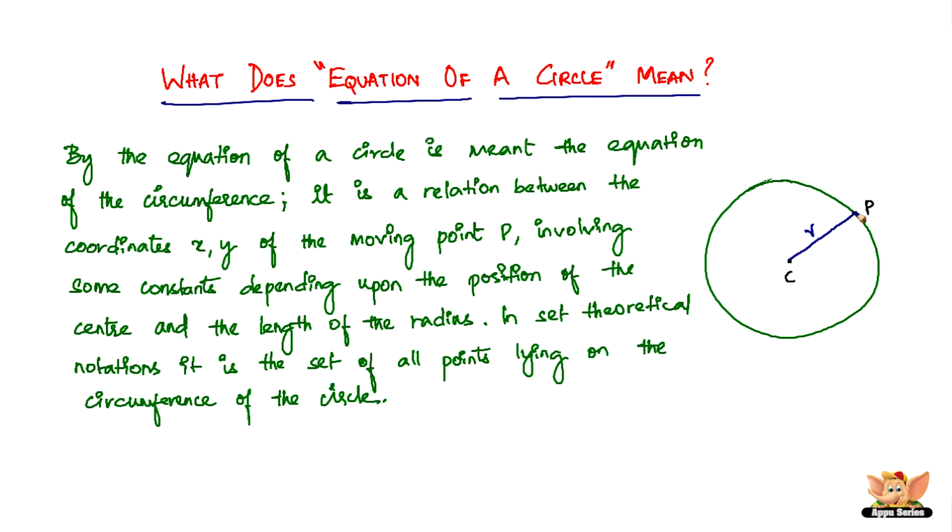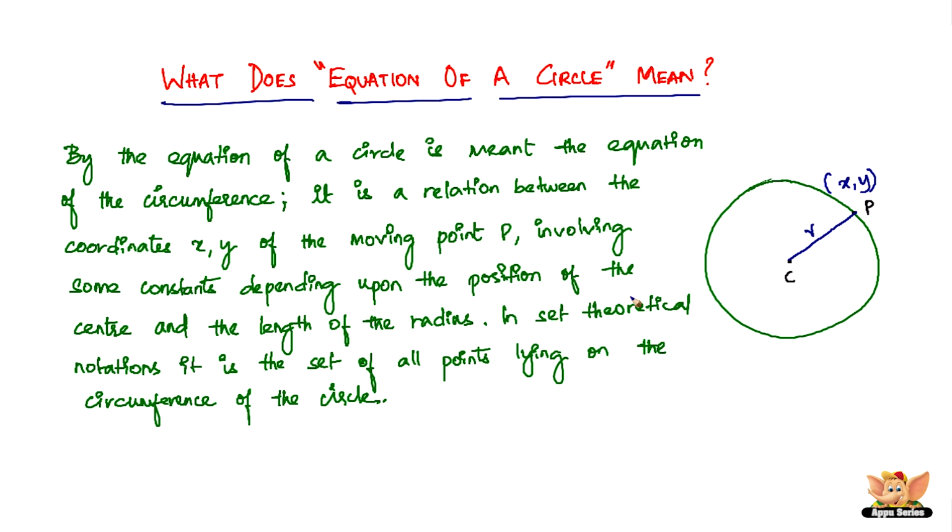So let's say the coordinates of this P are x comma y. It is a relation between these coordinates x comma y involving some constants depending upon the position of the center. Sometimes the center can be the origin of a rectangular coordinate axis, or it may have some coordinates like 2, 3, or whatever that is. So it depends on the position of the center and the length of the radius, or the distance between the center and the moving point P. All these things will be considered when you're writing the equation of a circle.